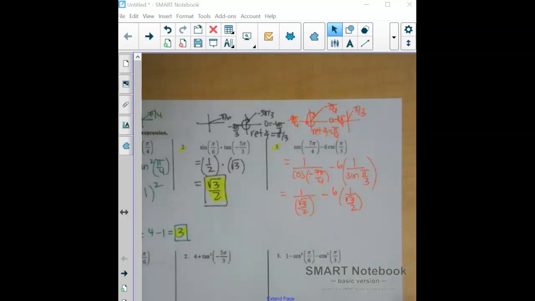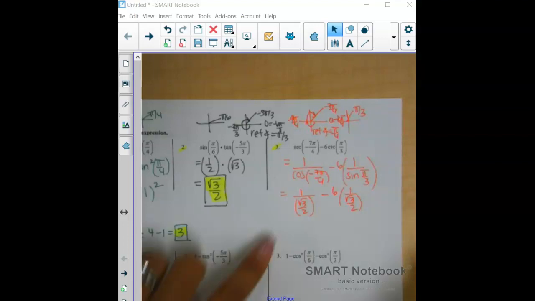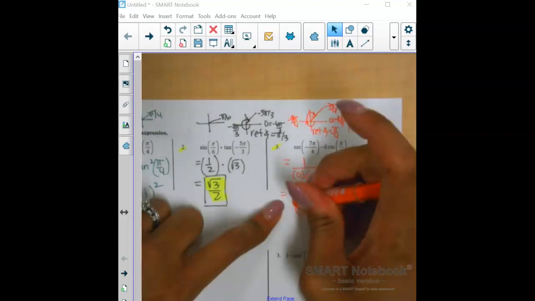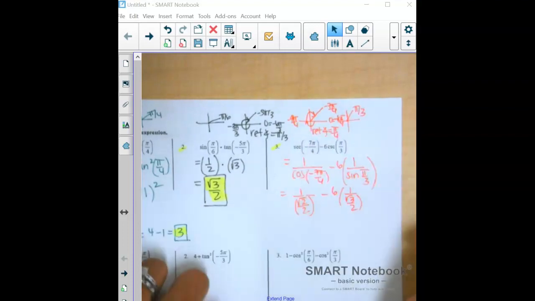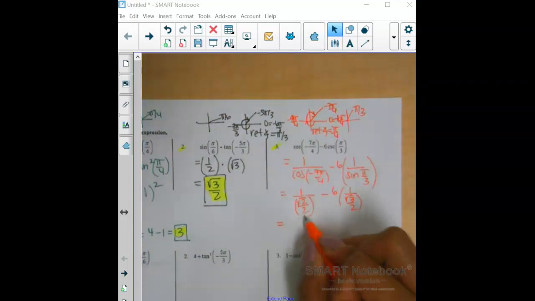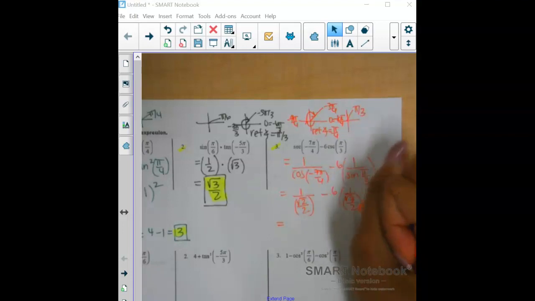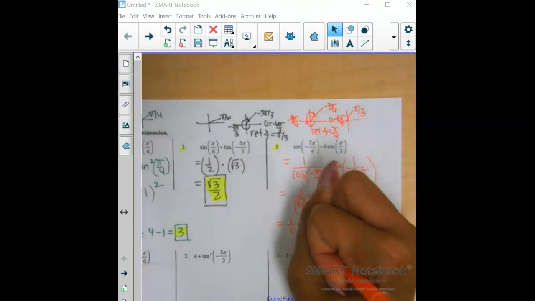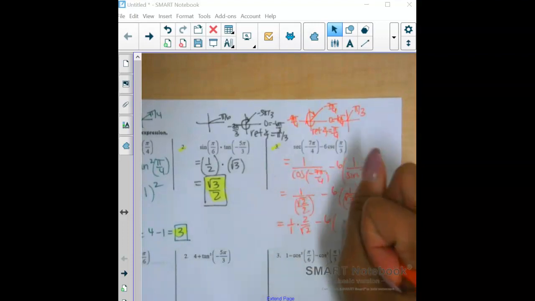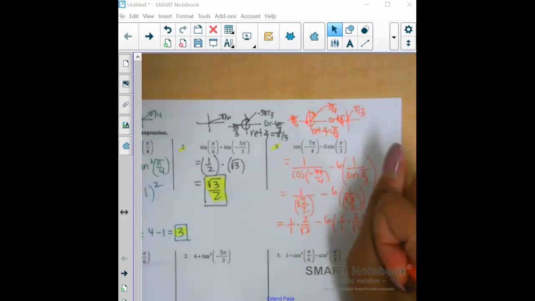Say it again, Jenny. What were you saying? Eurydia, what were you telling me? Square root 2 over 2. Jenny, I hope you see that. This is square root 2 over 2. Please be careful. We're going to have to keep, change, flip both of these. So I'm going to put that in parentheses and close it. We'll have 1 over 1 times 2 over the square root of 2 minus 6 times 1 over 1 times 2 over the square root of 3.